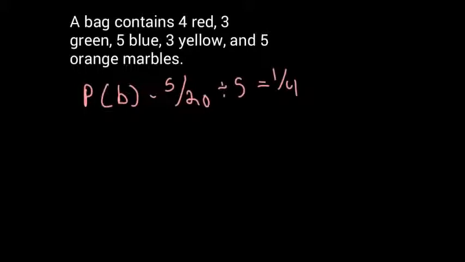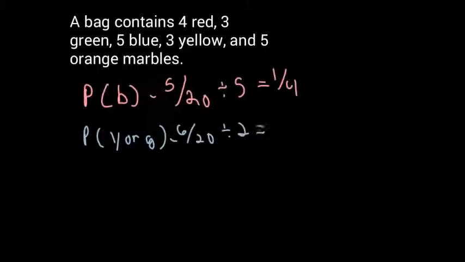So then let's do some more probabilities with this. So I want the probability of a yellow or green. So when you see the word or there, you need to add those up. So there's 3 yellow and 3 green. So 3 and 3 makes 6, so that would be 6 out of 20. Our total's not going to change. And we can divide both those by 2 to give us 3/10.